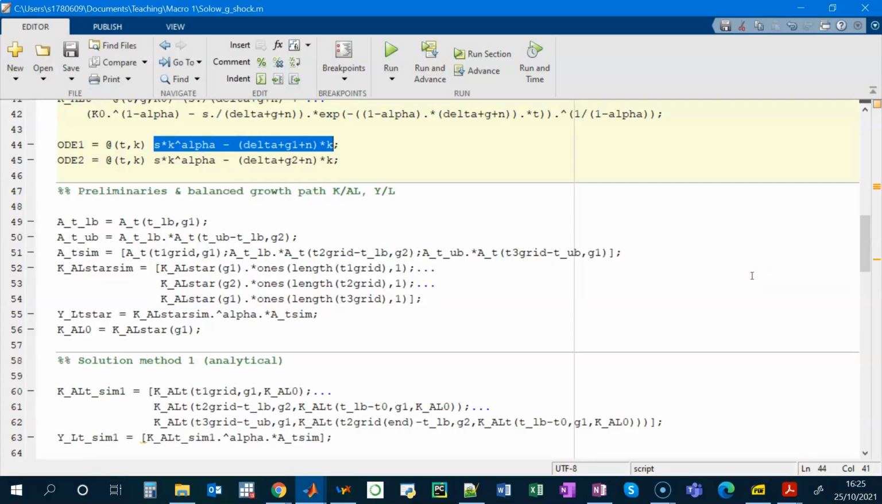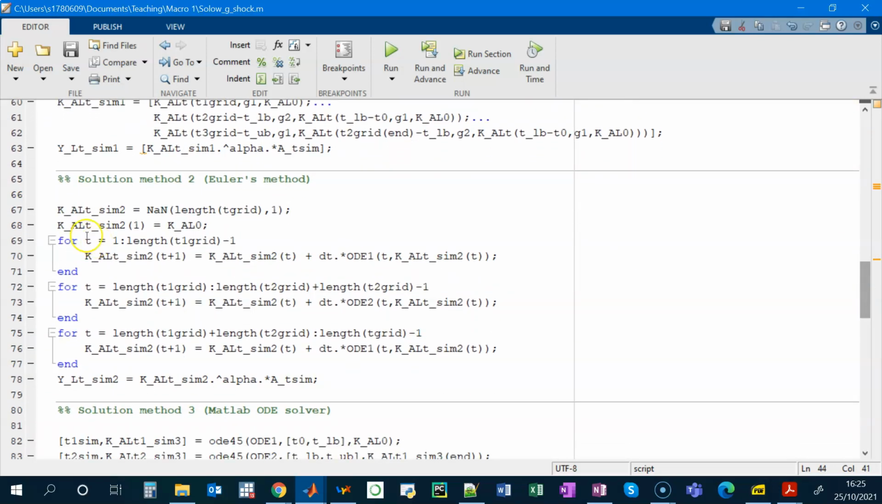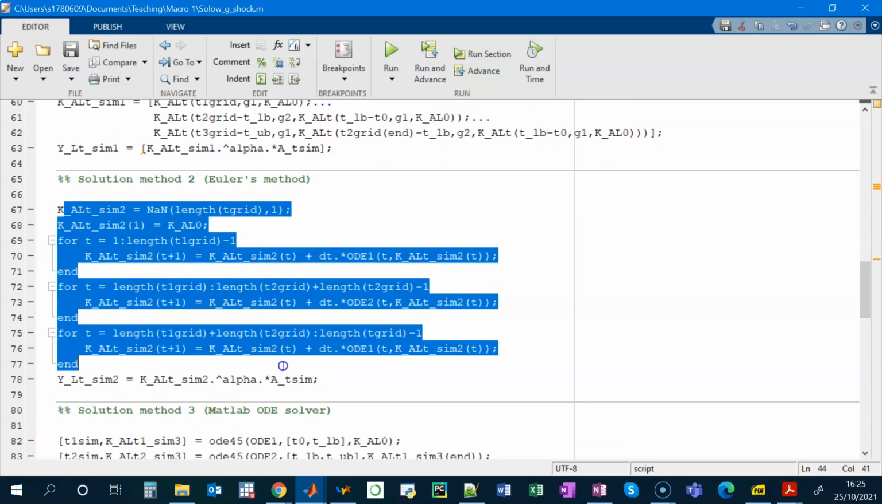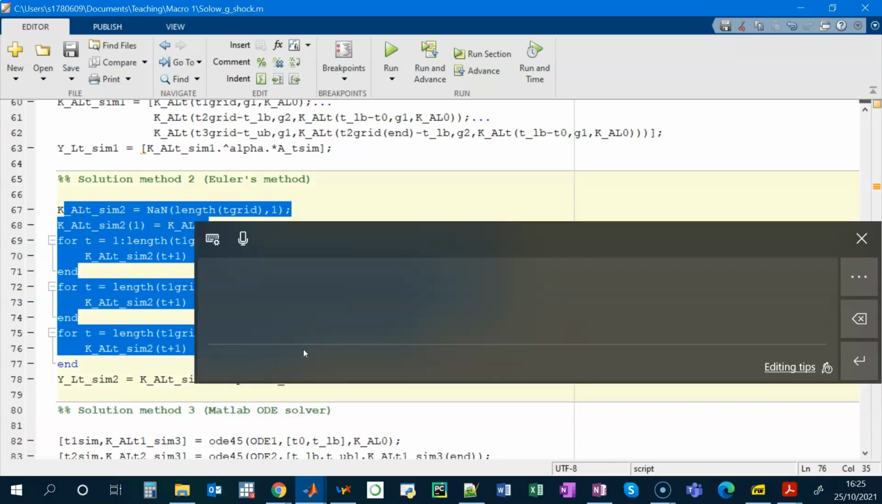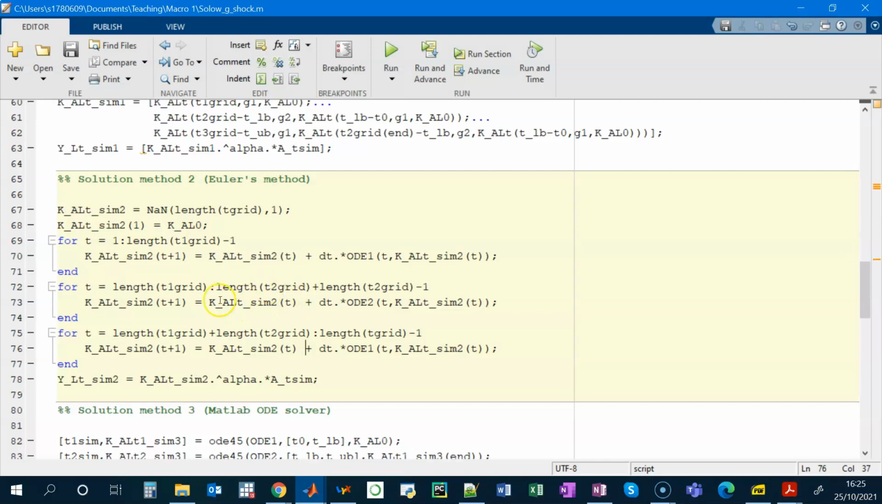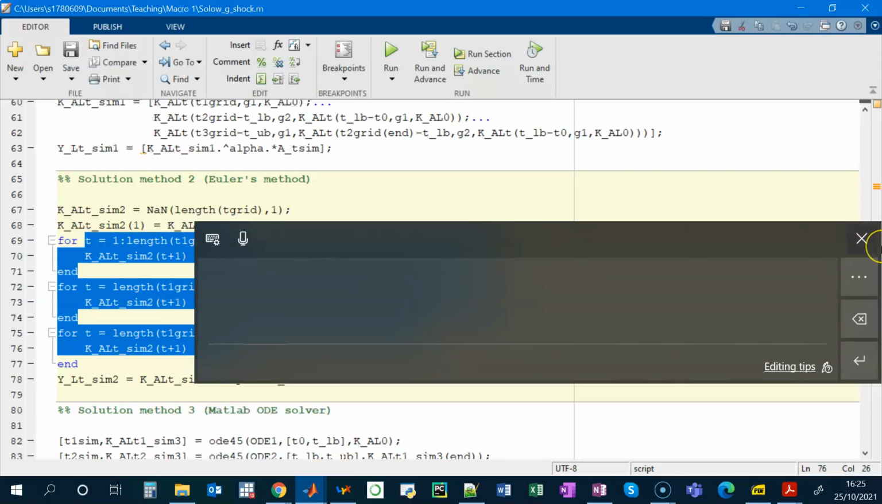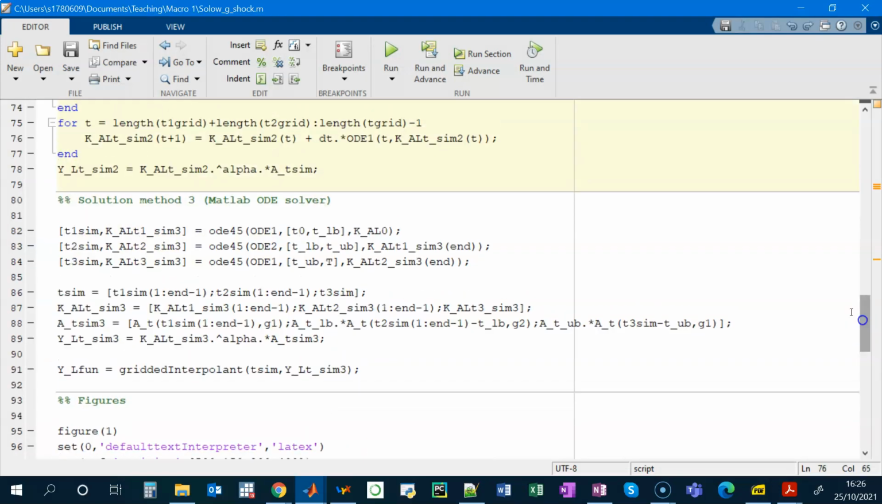Back to MATLAB. So this is exactly what solution method 2 does. The only complication here is that because I have 3 different time intervals, I need to have these 3 separate iterations. And finally, solution method 3 is just using MATLAB's inbuilt ODE solver.